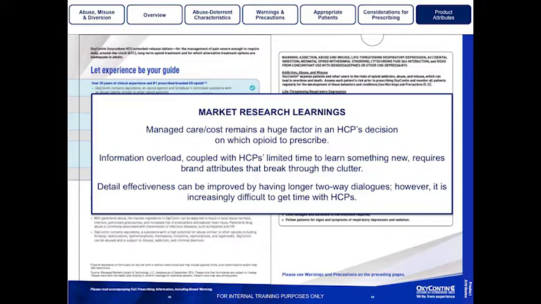This page can help you determine which messaging areas pique the interests of the HCP, giving you the opportunity to engage in a comprehensive, balanced, and conversational sales call.